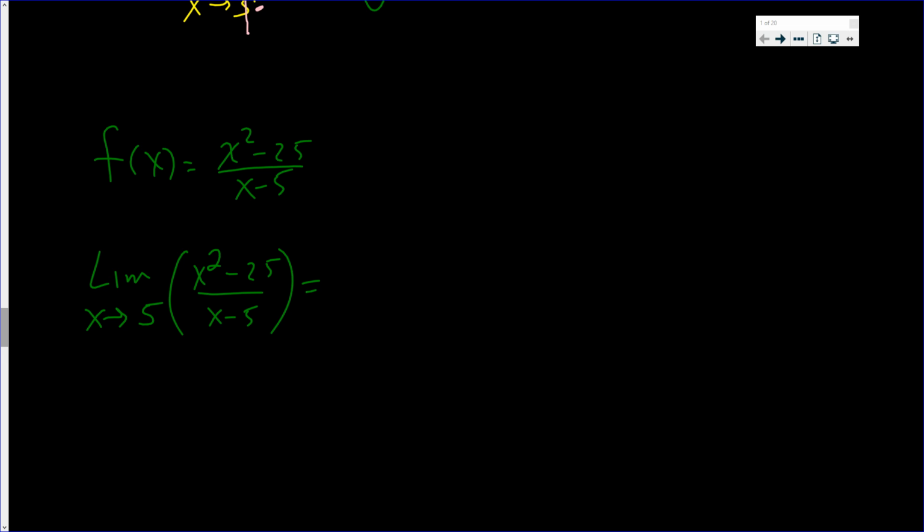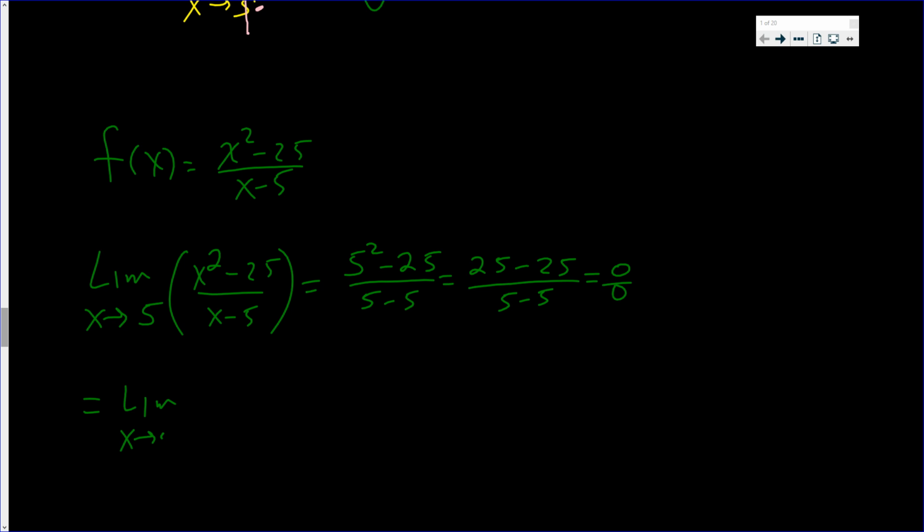Well, if you plug in 5 for x, you get x squared minus 25 over x minus 5, which is 25, that's 5 squared, minus 25 over 5 minus 5. Oops, 0 over 0. I have to do something. So this is equal to the limit as x goes to 5. I'll factor the top. I get x plus 5 times x minus 5 over x minus 5.